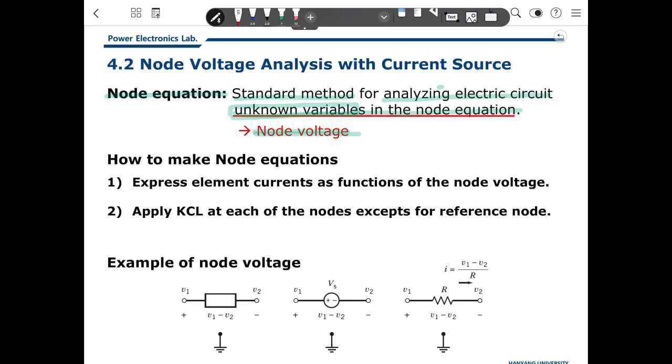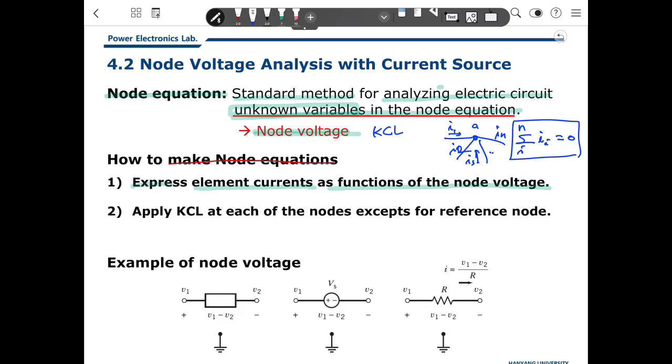So how do we make a node equation? The first step: express element current as a function of node voltage, because what is KCL? We have one node A, then there are many branches, then we can define the currents, and the sum of the currents is 0. That is KCL.